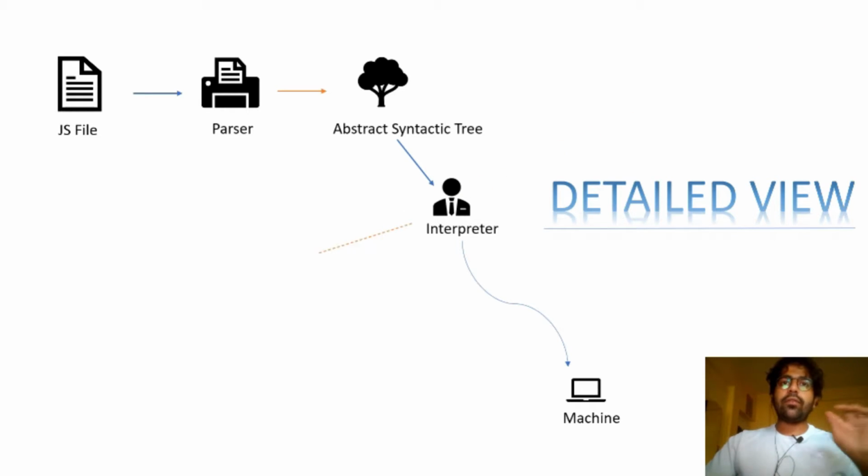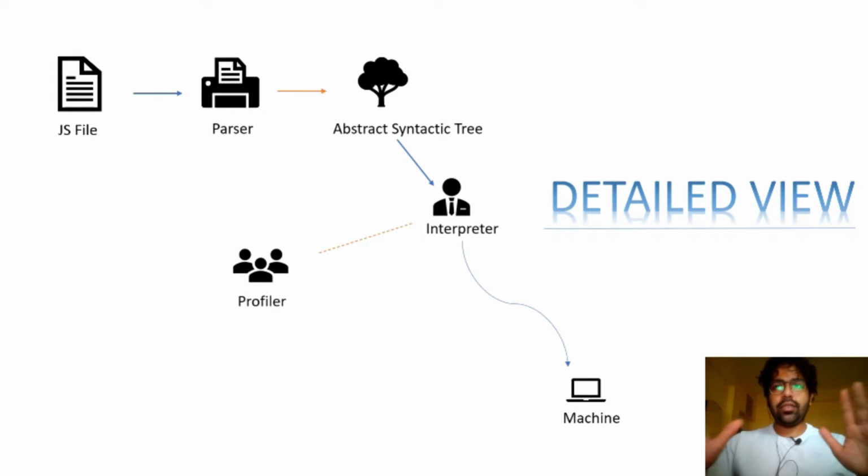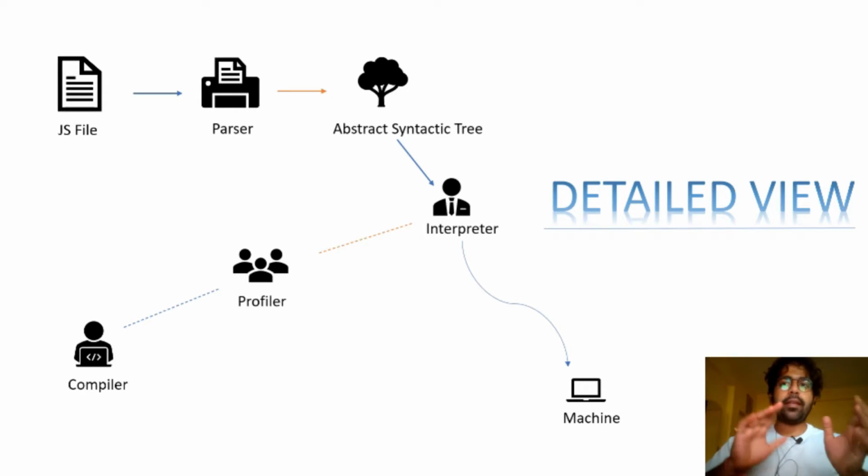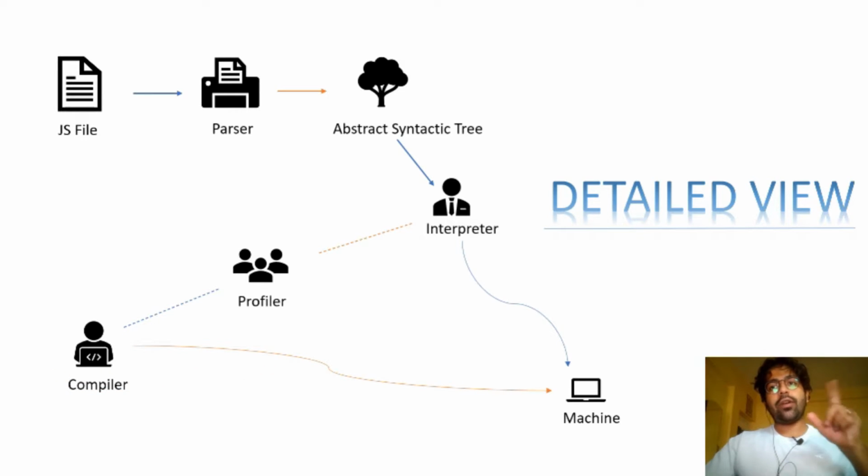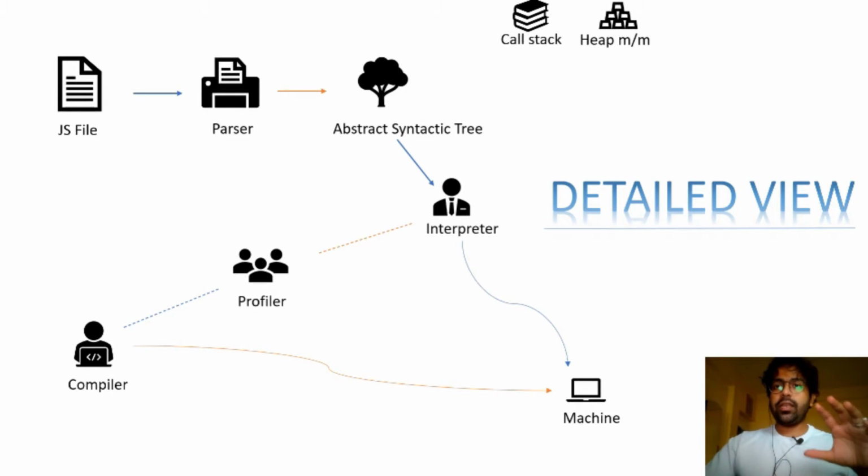Now we have something called a profiler, which is a new addition in the JS engine. The profiler is also known as the monitor. We will get into details of how the profiler works. Now we have a compiler. Whatever unoptimized code was being read and executed by the interpreter is sent to the compiler. The compiler optimizes it and then feeds it to the machine as optimized machine code. Now we have a call stack, where we have the reference values and also track the function calls, and a heap memory where we store the objects.